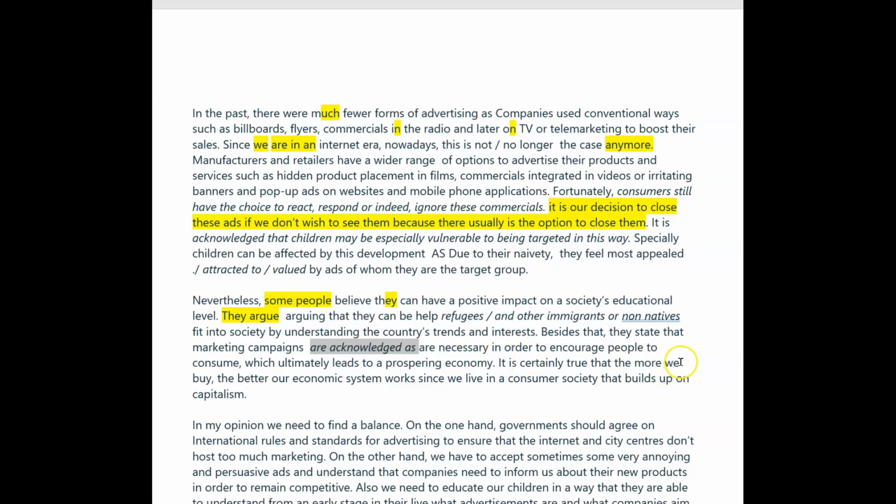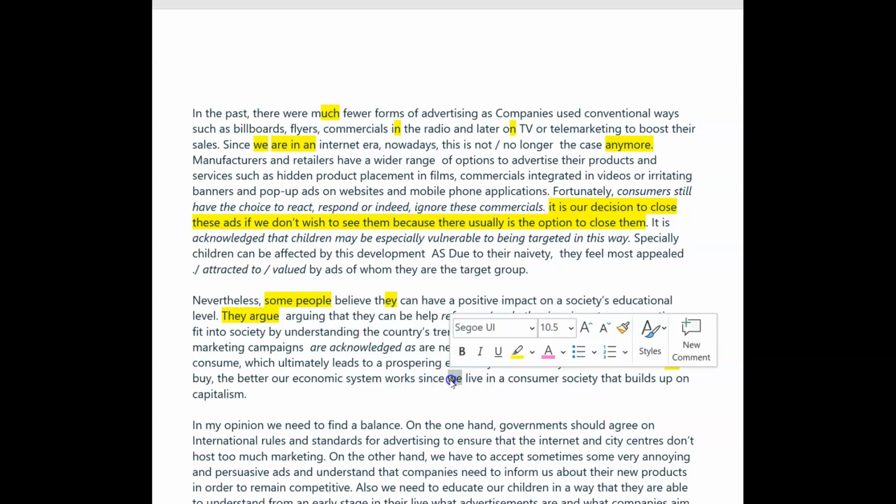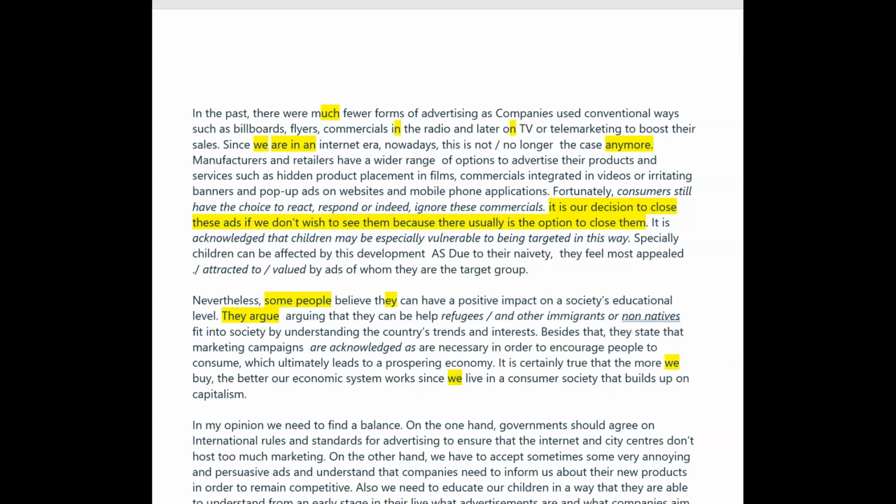Okay, so again, let's do this without "we". Okay, the more consumers buy, the better the economic system works. Given or since, okay, given how the economic system works in a capitalist system, something like that. I'm just trying to avoid the "we", okay? We can play with that.